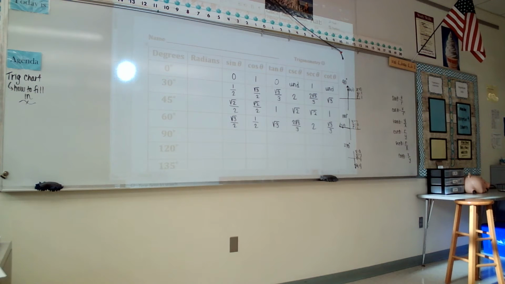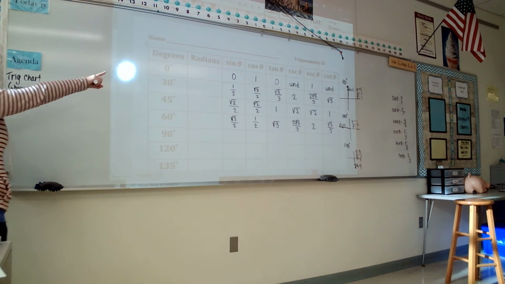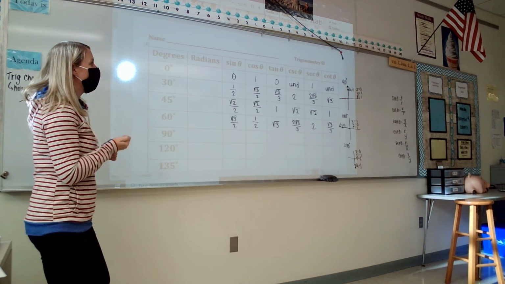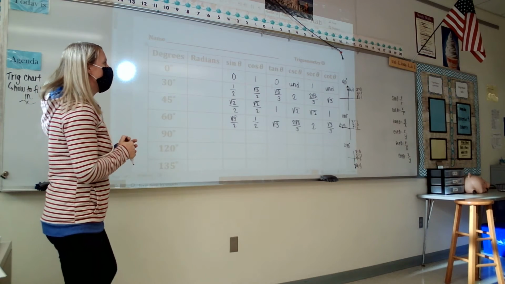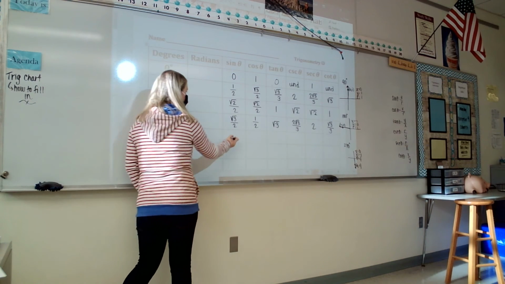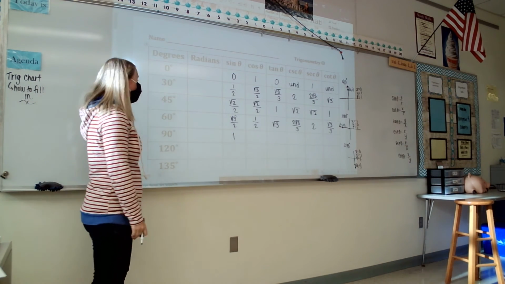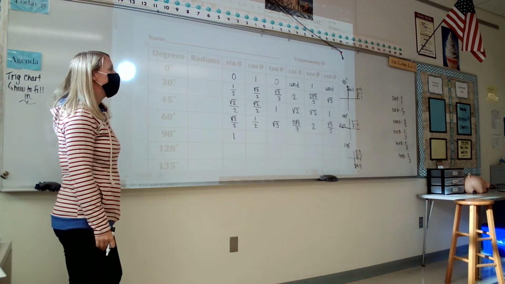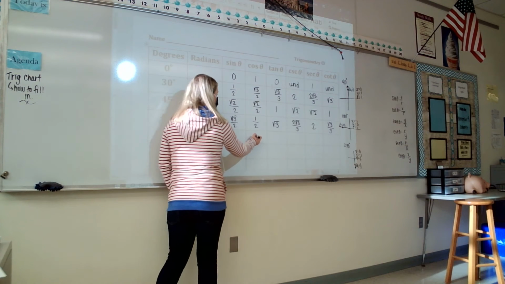All right, so let's look. For 90 degrees, I go back over. We have written out the x, y, r, and then I reminded you what the ratios were. So sine is y over r. That would be 1 over 1, so I'll just write 1. Okay, that was that. Cosine is x over r. So that would be 0 over 1, which is 0.